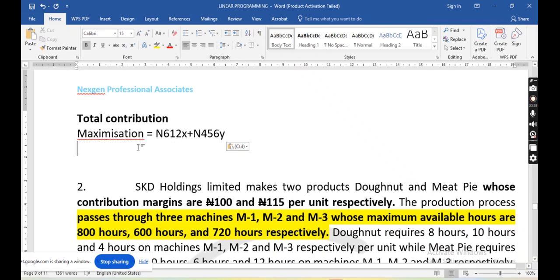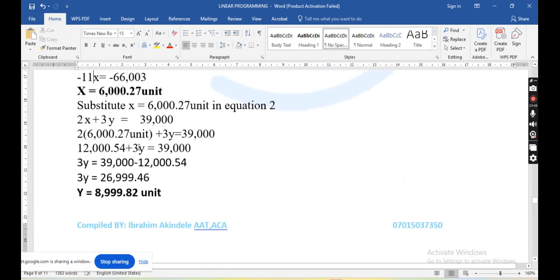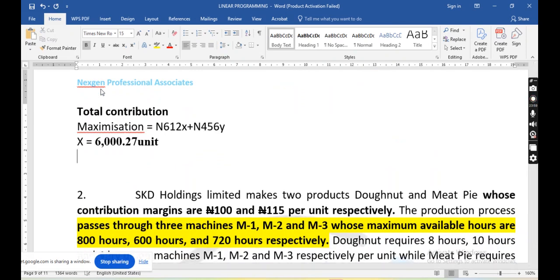So x equals, what is x? Let me copy it. This is x, and y.